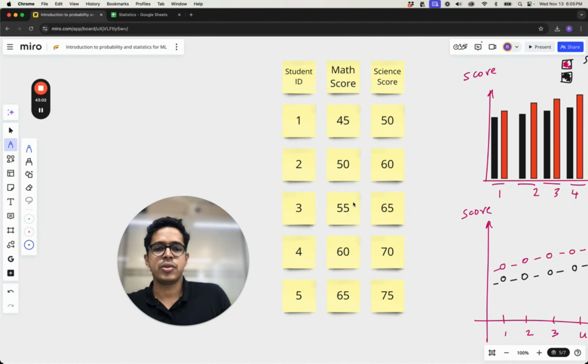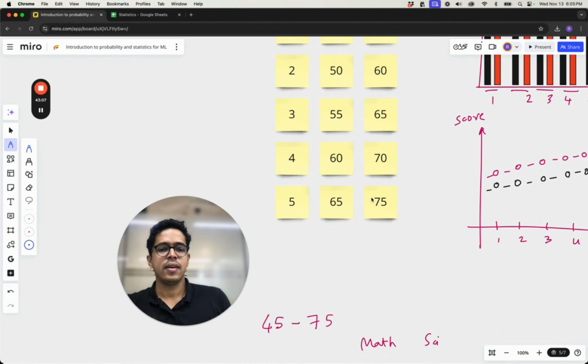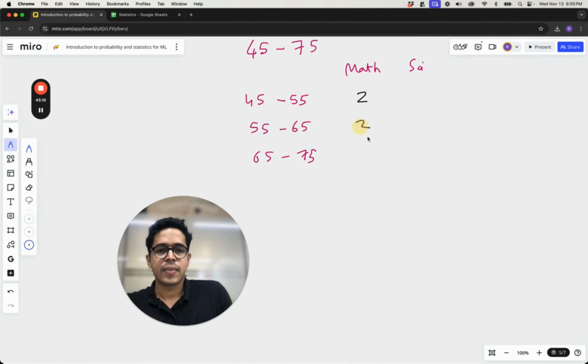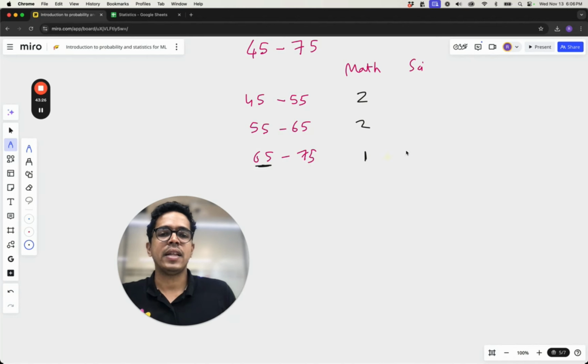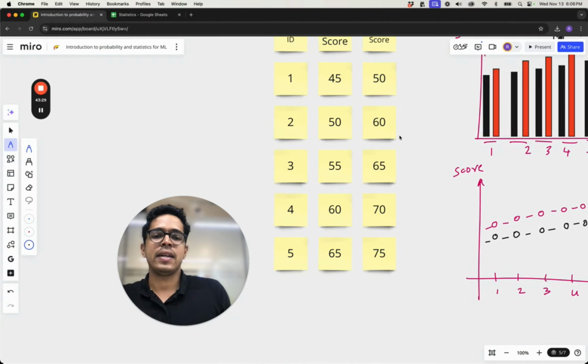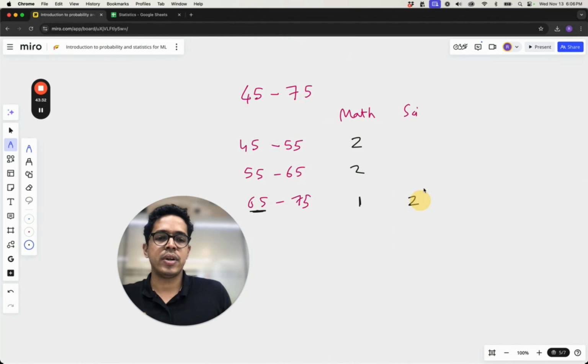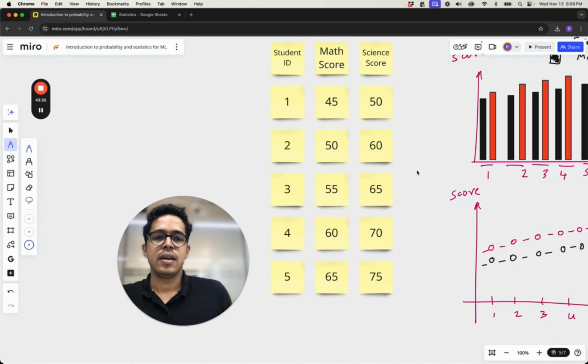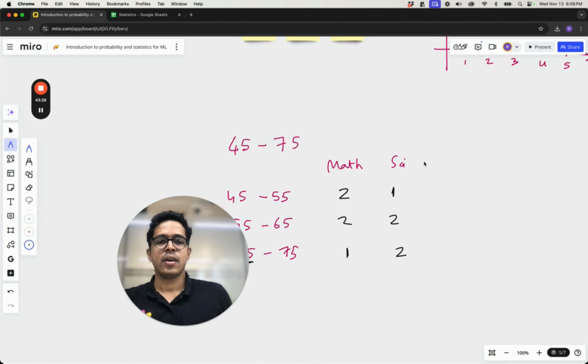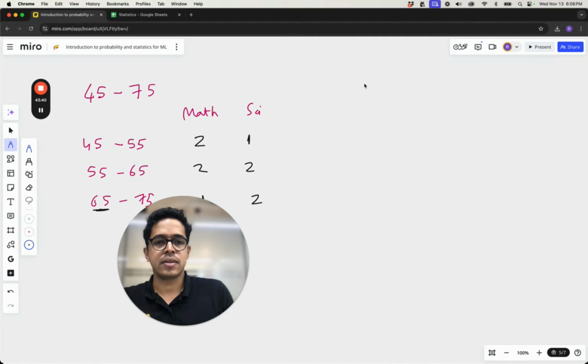55 to 65, how many students scored? 55 and 60. 65 is not counted, it's outside. So only 2 students scored this. And 65 to 75, this is included. So it is greater than or equal to 45 but less than 55, greater than or equal to 55 but less than 65, greater than or equal to 65 but less than 75. So we are bucketing, creating 3 buckets. For math, only 1 student has scored in the last range. What about science? For science, we have 2 students in this range, 2 students in this range, and 1 student in this range. So now a histogram would look something like this.